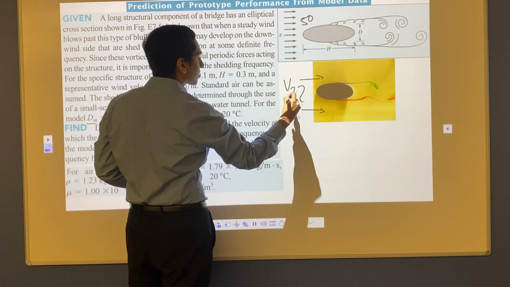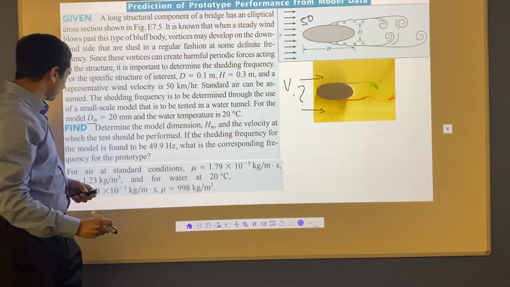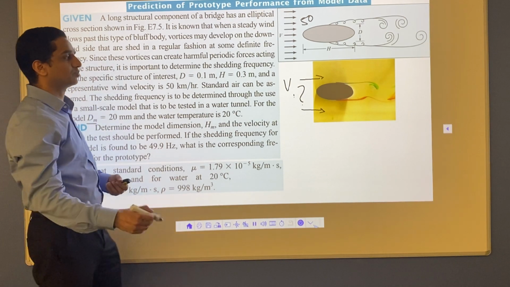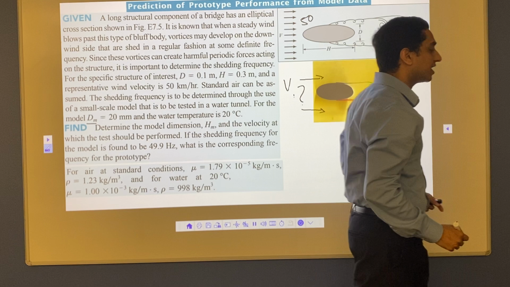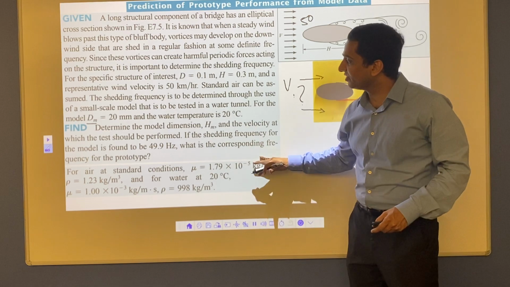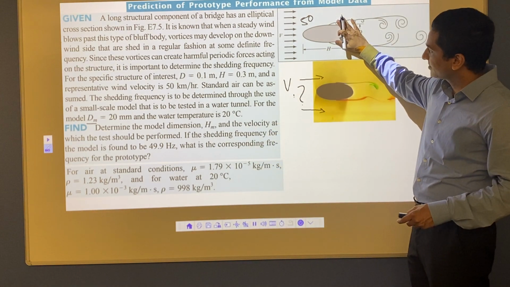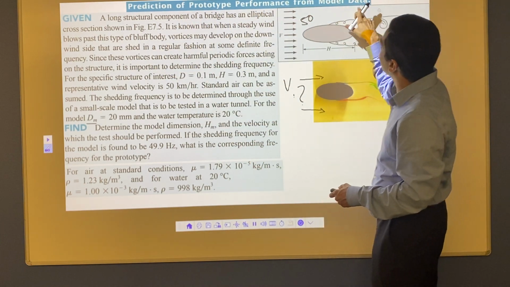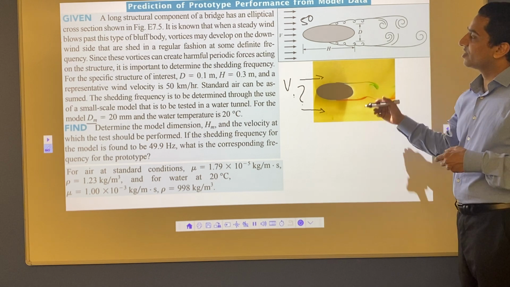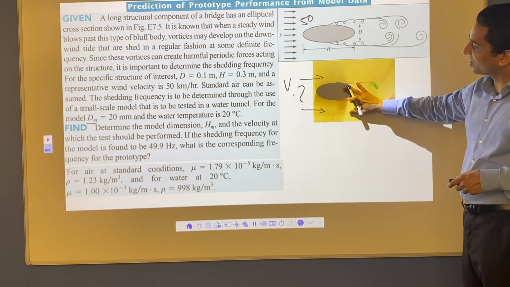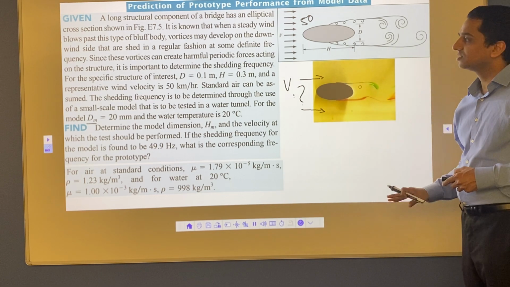Then if the shedding frequency is 49.9 hertz, so you do the experiment and then you will get frequency 49.9 hertz. Then you have to find out what is the corresponding frequency for the prototype. It means you have to predict how prototype will behave from the model data. That's the whole game here. You have to predict how this full size prototype will behave from the model data. And for that we are going to use our pi term.